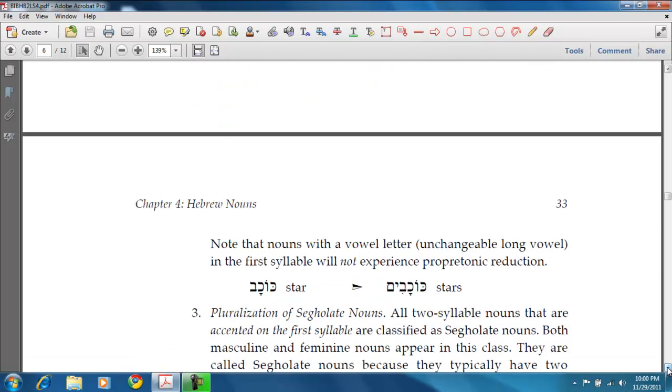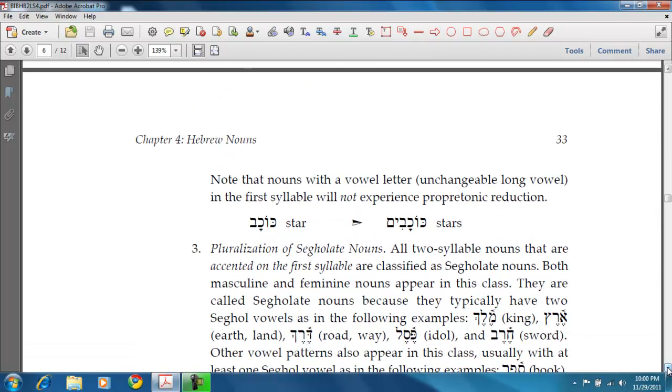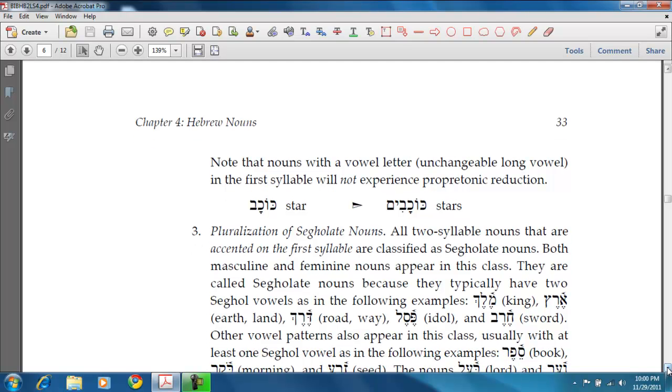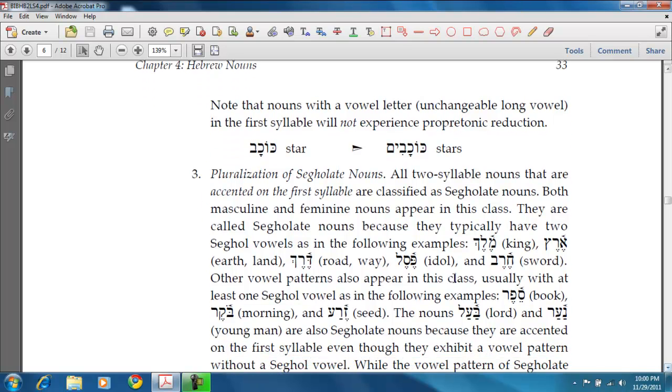So, note that the nouns with a vowel letter, which is an unchangeable long vowel in the first syllable, will not experience propretonic reduction. So whenever you have an unchangeable long vowel, and that's why I was telling you at the very beginning in chapter 2, it's important to know your vowels and what category they're in, whether they're long, whether they're short, whether they're unchangeable long vowels. It's important to know that.